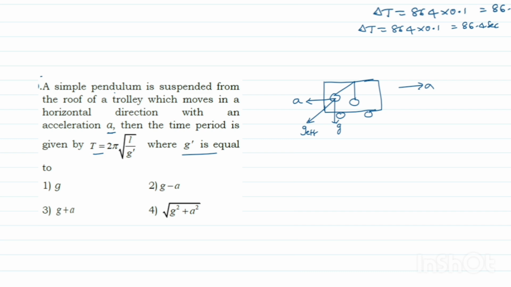Now the net g dash value they are asking, g effective, is the square root of a square plus g square plus 2 into a into g into cos 90, according to the parallelogram law of vectors. Then this value will be 0, and we get the effective g value as the square root of a square plus g square.